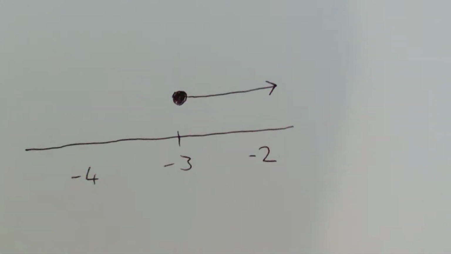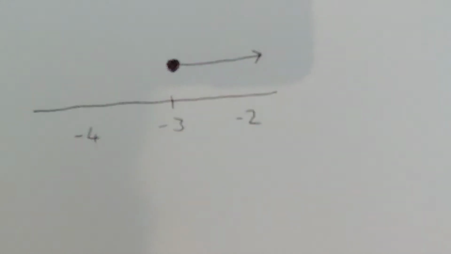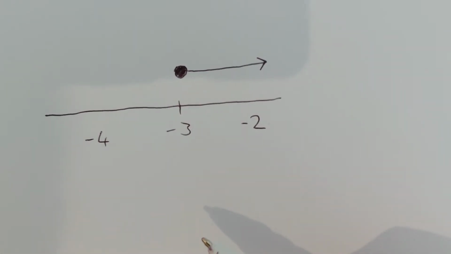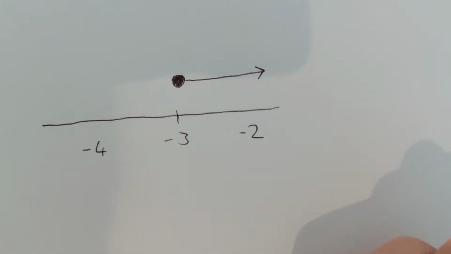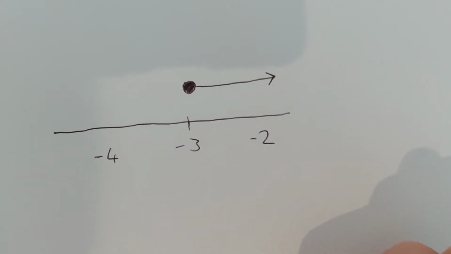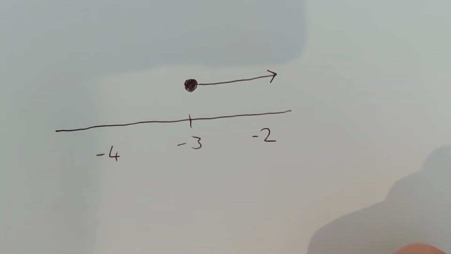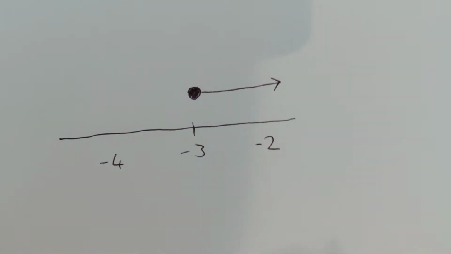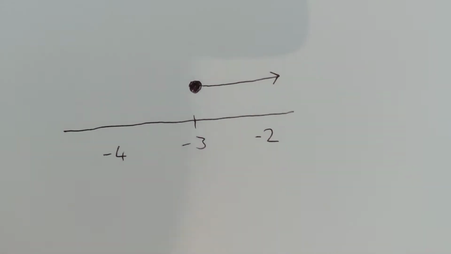So you can see a slightly similar one. This time our key number is -3, and we want the numbers that are bigger than -3. But this time, an important fact, the dot is coloured in. So because the dot is coloured in, that means we want the numbers that are bigger than -3 or equal to -3. So any number that's bigger than -3 counts for this, but also -3 itself would count.